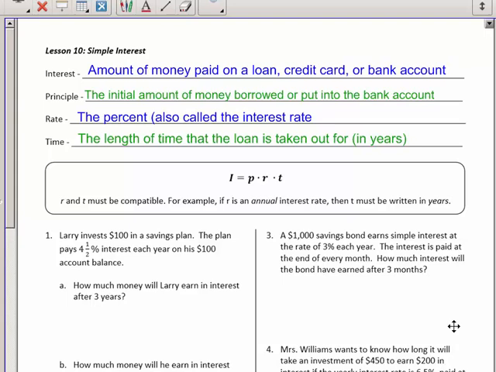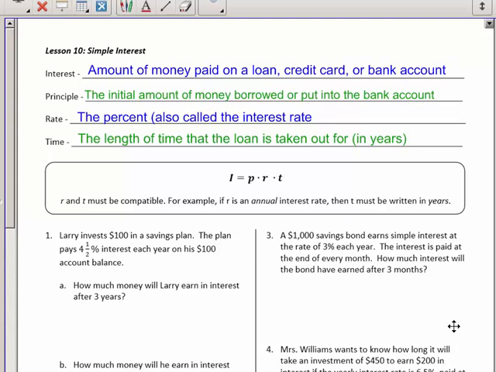So we're talking about interest, which is the amount of money that's paid on a loan, credit card, or bank account. Usually it's extra money that you're paying if it's a loan or a credit card. In terms of a bank account, it's money that's paid to you. It's based on three things. The first one is called the principal, which is the initial amount of money borrowed or put into the bank account. The second one is the rate, which is really your percent. It's also called the interest rate.